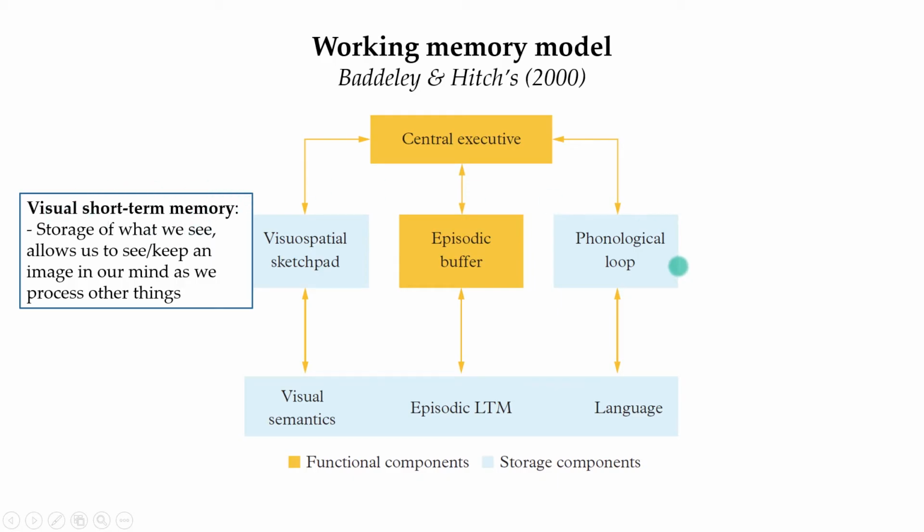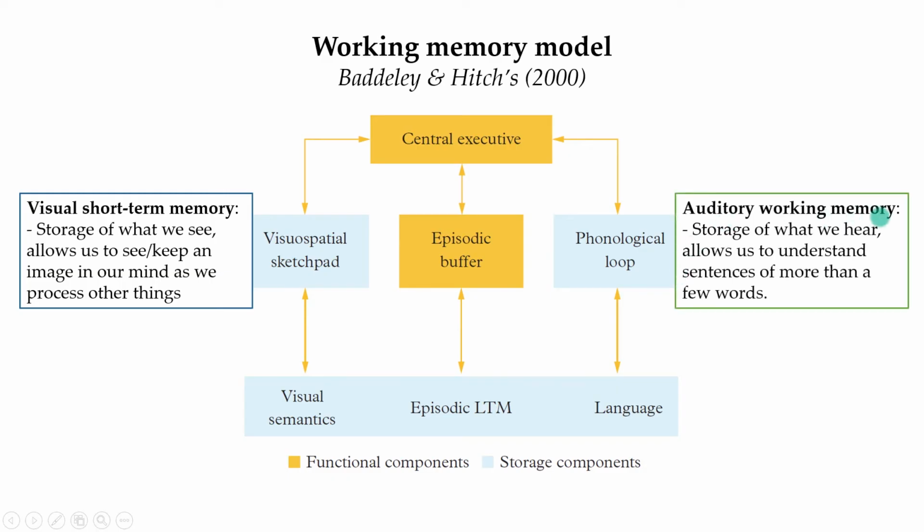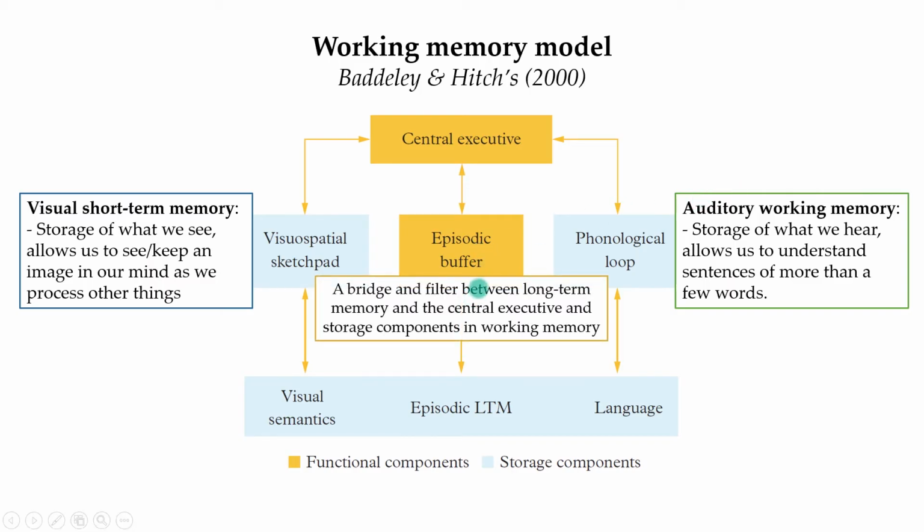On this side, we have something called our phonological loop, and that is our auditory working memory. So that's storage of what we hear. It allows us to understand sentences of more than a few words. It's our short-term or working memory of all things hearing related. The episodic buffer in the middle is a bridge and filter between long-term memory, that's LTM over here, and the central executive and storage components in working memory.